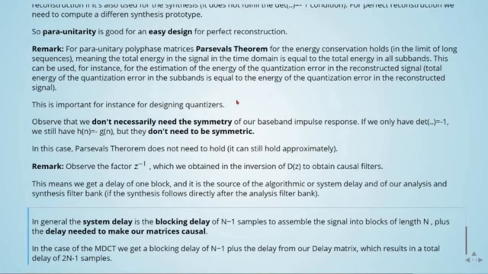Observe that we don't necessarily need the symmetry of our baseband impulse response. If we only have the determinant condition, that the determinant is equal to minus 1, we still have h of n equal to minus g of n, but they don't need to be symmetric. In this case, Parseval's theorem does not need to hold, but it can still hold approximately.